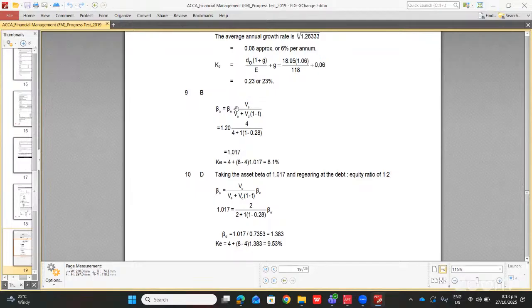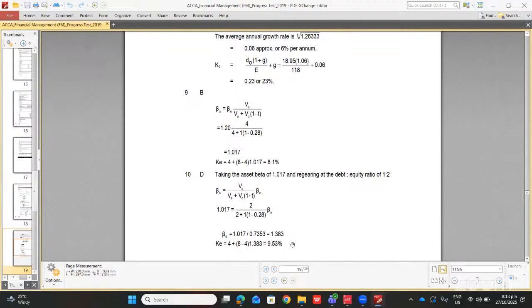Then you're going to have to re-gear that asset beta. You have to calculate a new equity beta. And that's what question 10 is all about. Re-gearing the new capital structure into it, you're going to get an equity beta of 1.383.